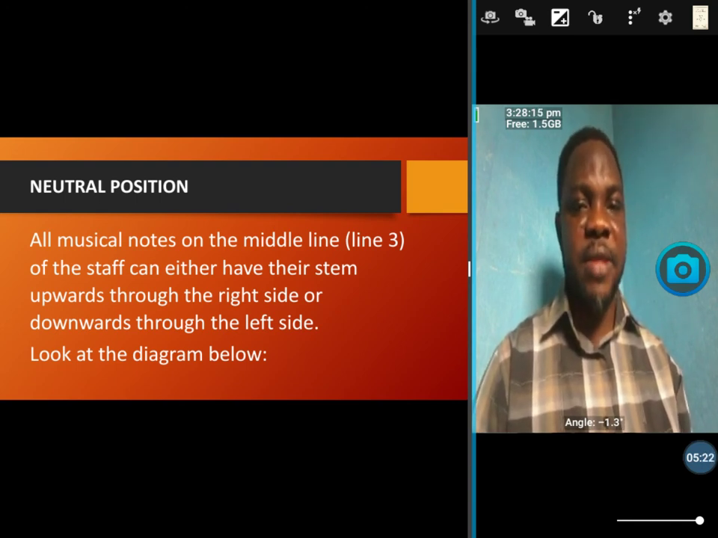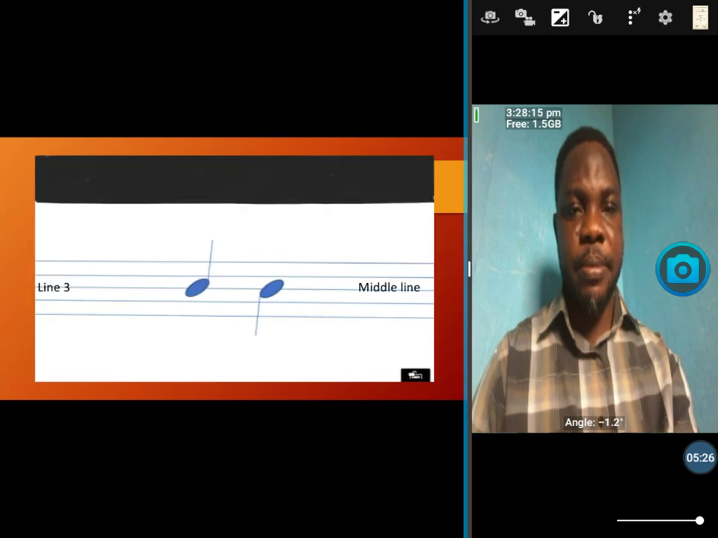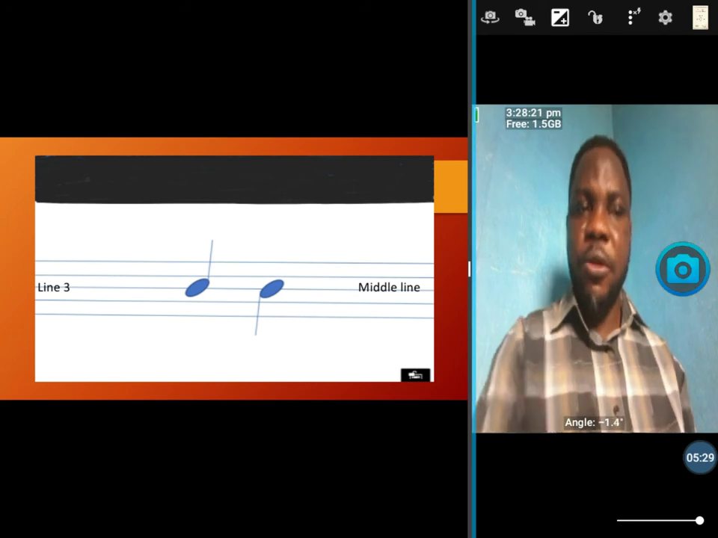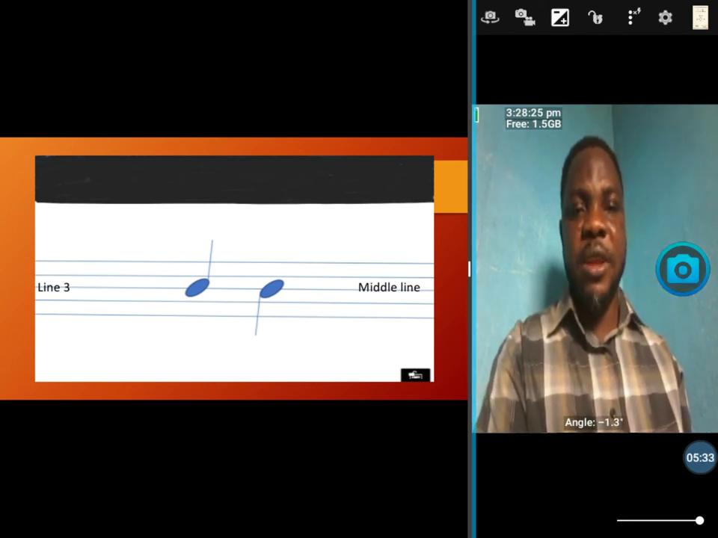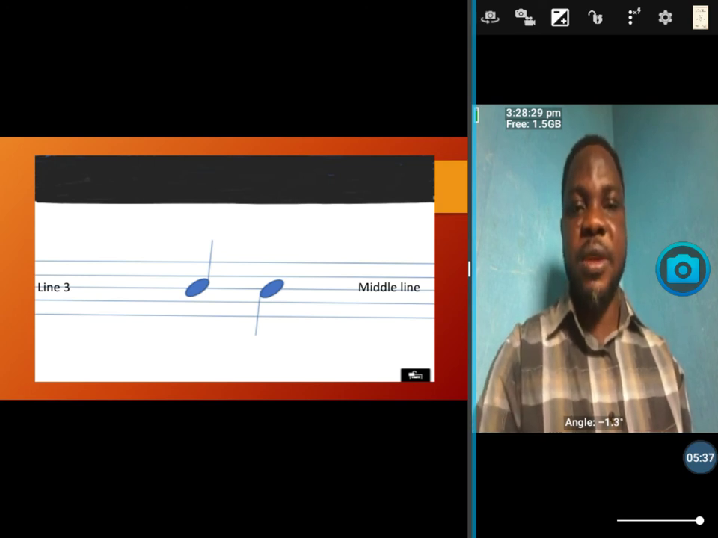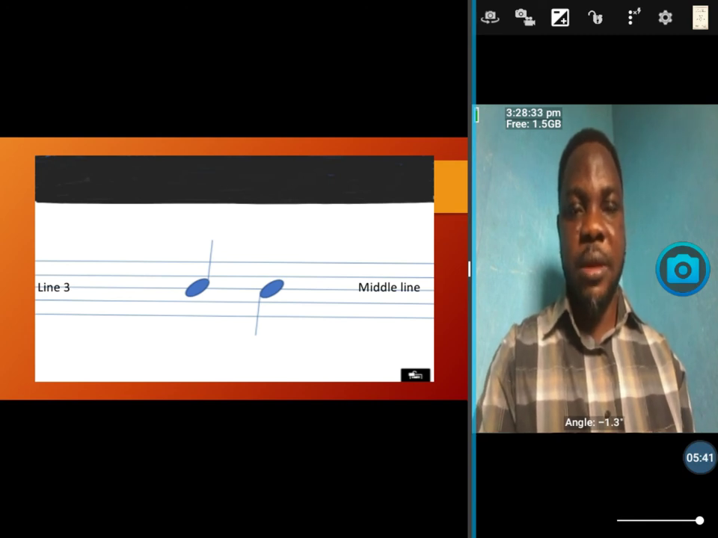Now, let's look at this diagram. Hello, children. Look at the diagram you are seeing on the slide. You discover that the two notes that we are illustrating are on the third line of the staff, line 3. The first one has its stem upward through the right side of the note, and the second note has its stem downward through the left side of the note.